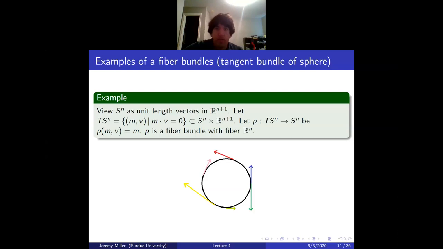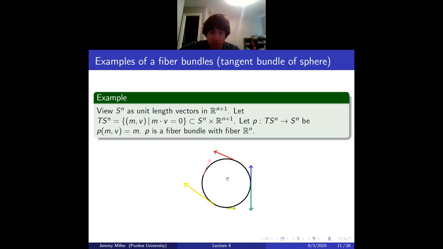Okay. Oh yeah, so the next example is the tangent bundle of a sphere. So just view the sphere as unit length vectors in R^(n+1). And then the tangent bundle is the set of points in the sphere and vectors in R^(n+1) such that the point M in the sphere is orthogonal to the vector V.